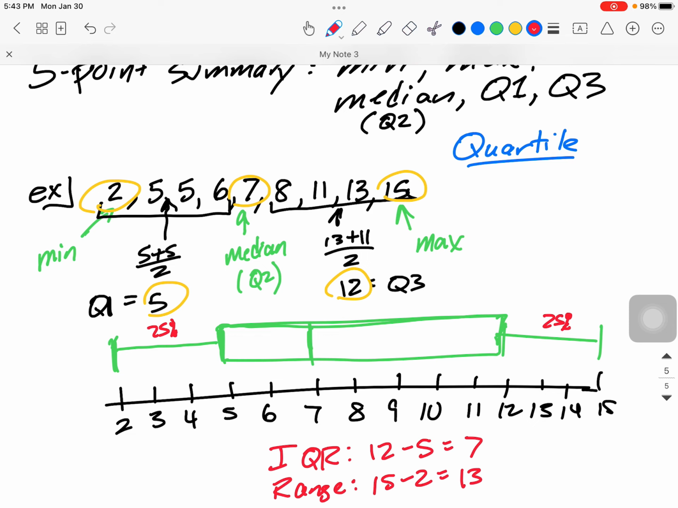And then other things you could use technology for is to find the mean. It looks like the mode in this example would be 5. And so there's a lot of things that could be asked.